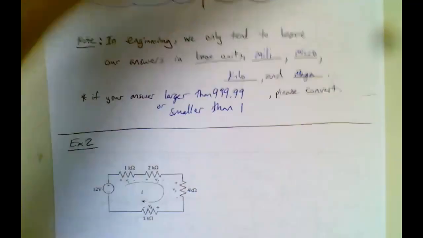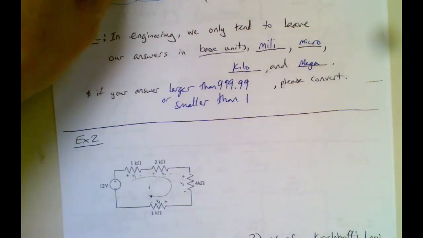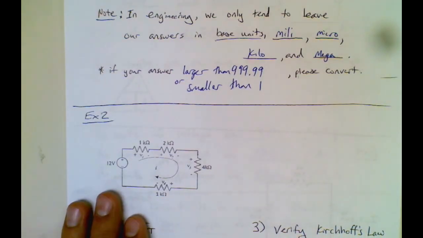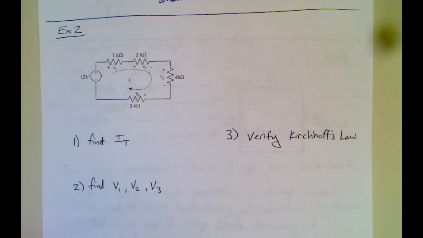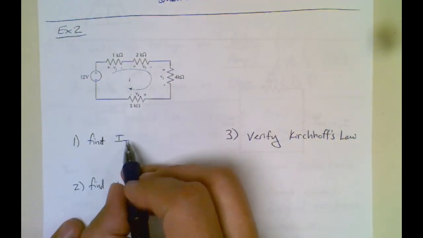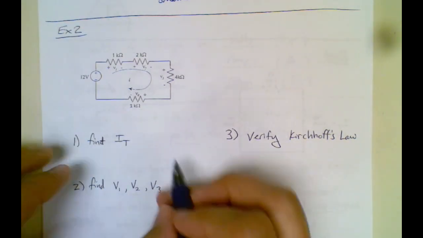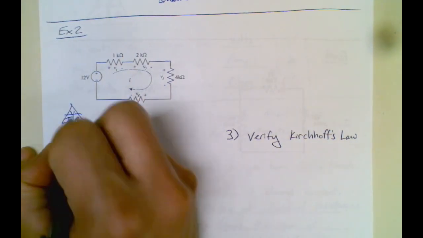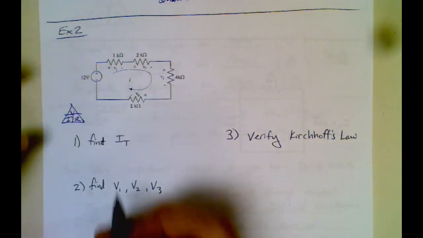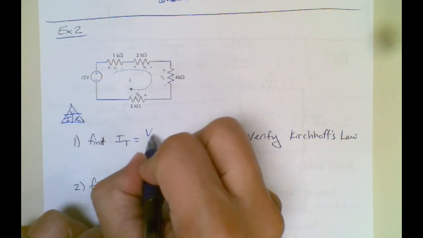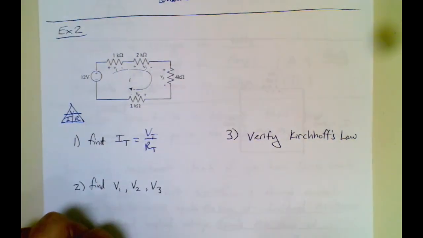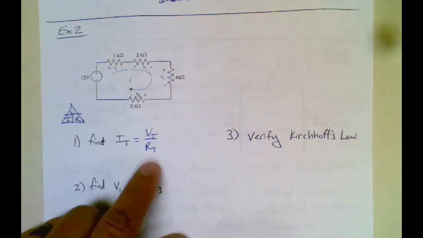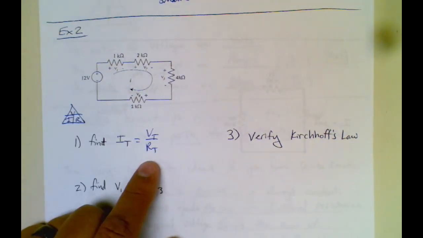Okay, so now for our last example here. Oh, not our last example. I'm going to pause and start this one up. Okay, same deal here. If you ask me to find IT, I draw my little triangle, cover up my I, and it's V over R. So IT is VT over RT. And now I realize I need to find, I know my total volts, I need to find my total resistance. So I'm going to pause and do that.